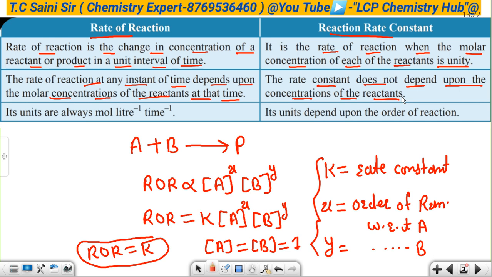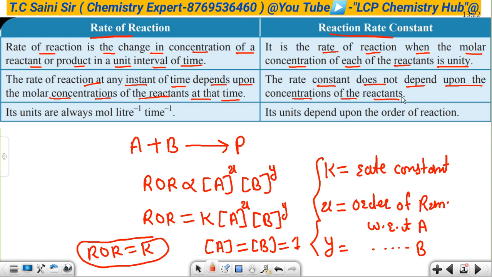Reaction rate constant mainly depends on temperature and the stoichiometric coefficients of the balanced equation. It does not depend on concentration of reactant, but rate of reaction depends on concentration of reactants. And what is the relation between rate of reaction and concentration of reactant? Rate of reaction is directly proportional to concentration of reactant.